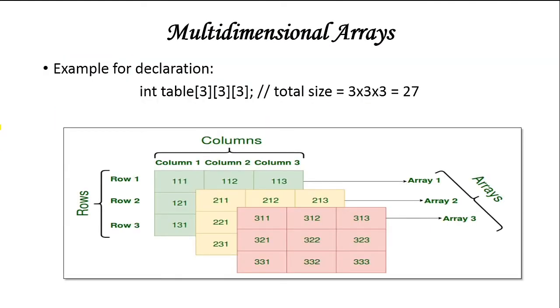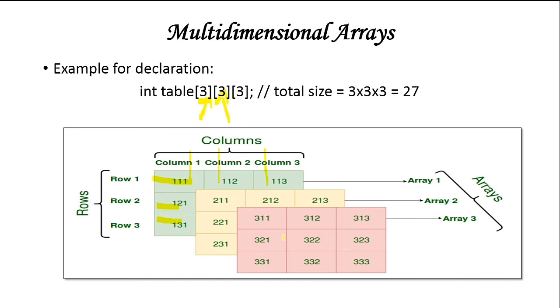Now what do you mean by multi-dimensional array? In a two-dimensional array you have row as well as column. But in a multi-dimensional array, n number of such two-dimensional arrays will be there. If you consider this as one two-dimensional array, such 3 two-dimensional arrays are there. So this is row 1, row 2, row 3, column 1, column 2, column 3. There are 3 rows and 3 columns, so I have declared it as 3, 3.